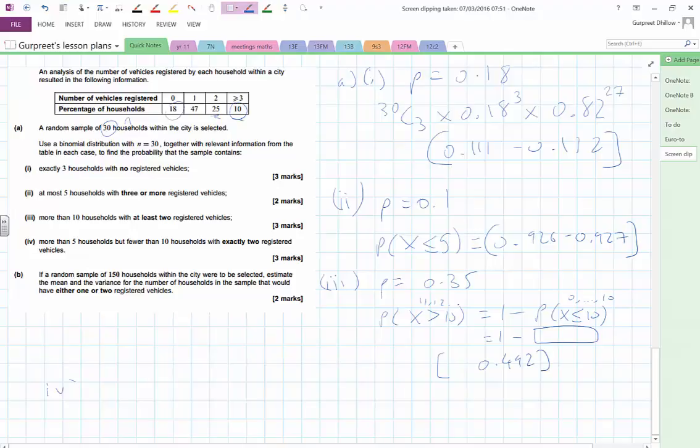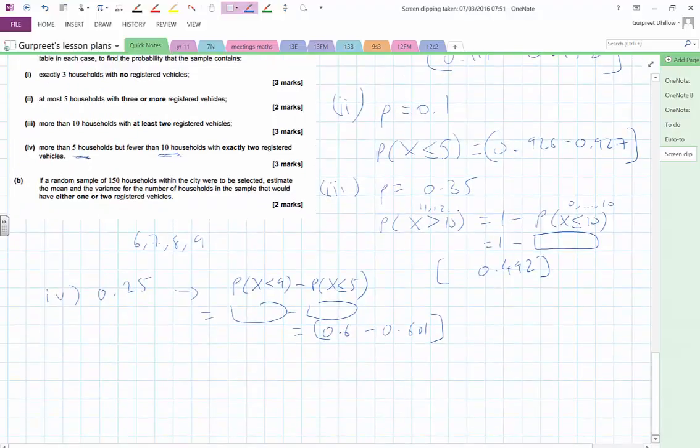And part 4, exactly 2 registered vehicles, so that's the 0.25 figure, and you want fewer than 10 but more than 5. More than 5 but fewer than 10. So all you do here is just write down the numbers you want. So at more than 5, so that's 6, 7, 8, 9, but fewer than 10, so I'll stop at 9. So I'll do this one as probability that x is less than or equal to 9 minus the probability that x is less than or equal to 5. Look up these numbers and subtract them, and you should get an answer somewhere between, the mark scheme accepts answers between these two numbers.